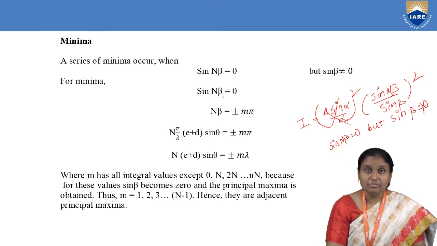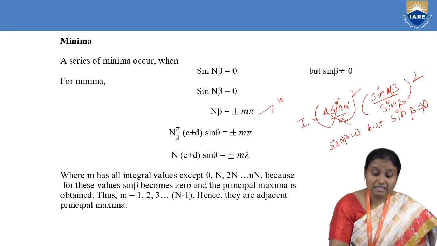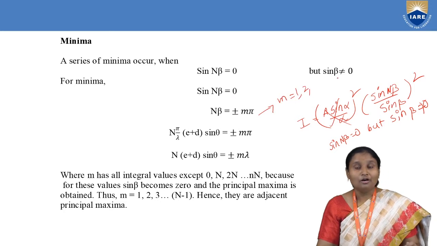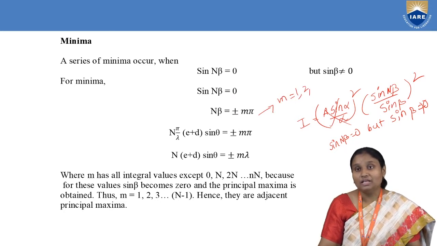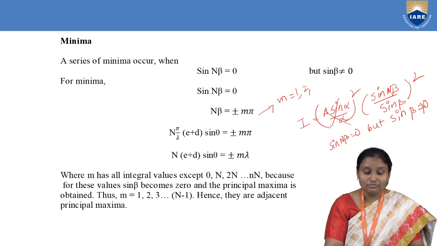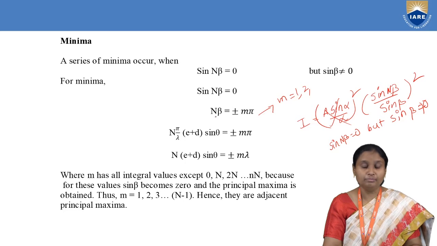And sin(nβ) will become 0 for ±nπ, and here in this case, n starts from 1, 2 and so on. Now we'll see what are the permissible values of m. m may not take all values starting from 1. That will come, we'll discuss later. But this is the condition we got for minima.